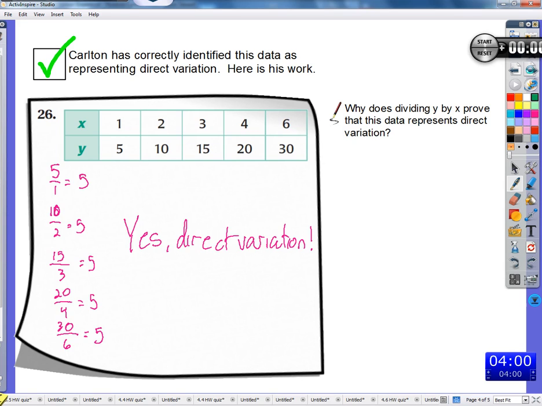Y equals ax. It's exactly what it means. Y varies directly with x means that as x changes, you multiply it by a, whatever a is, and that's what causes y to change. As x gets bigger, y is going to get bigger as well.